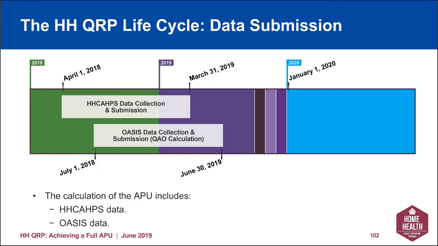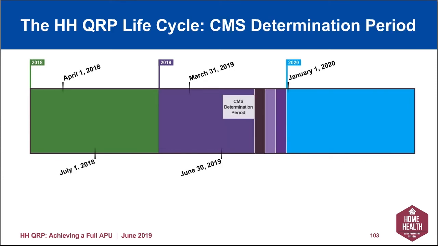The cycle begins with the data collection and submission. Both HCAHPS and OASIS data, the two components that together are the Home Health Quality Reporting Program. You can see that the HCAHPS data collection starts first, and then the OASIS data collection starts in July and goes through into June 30th of the next year. They're different data collection periods. They overlap, but start and end at different times.